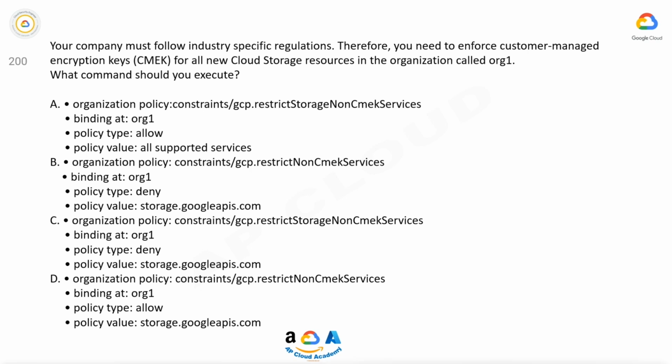storage.googleapis.com. C. Organization Policy, binding at org1, policy type deny, policy value storage.googleapis.com. D. Organization Policy, constraints/gcp.restrictNonCmekServices, binding at org1, policy type allow, policy value storage.googleapis.com.